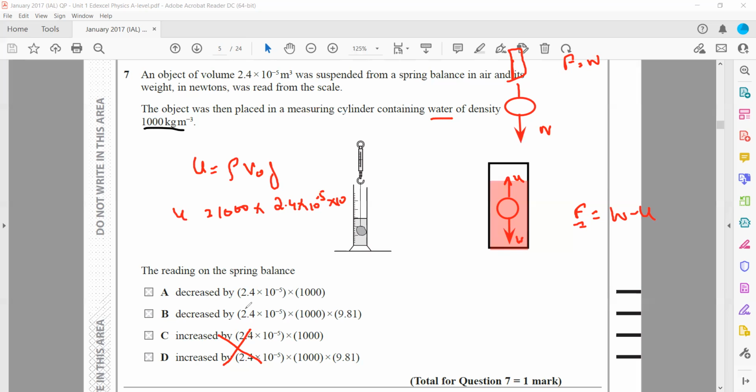So weight minus the upthrust. Which factors give the upthrust? Density, volume, and gravity. This will give us the upthrust. So the weight minus the upthrust will be the reading on the spring balance. So B is the right answer for this.